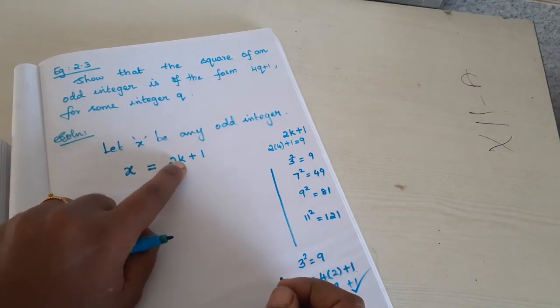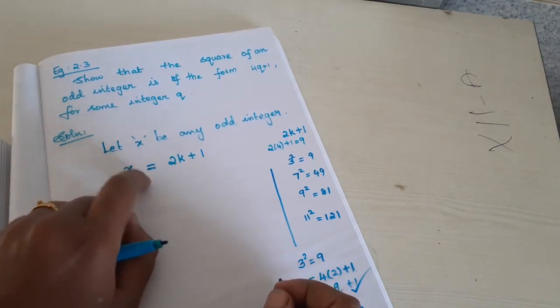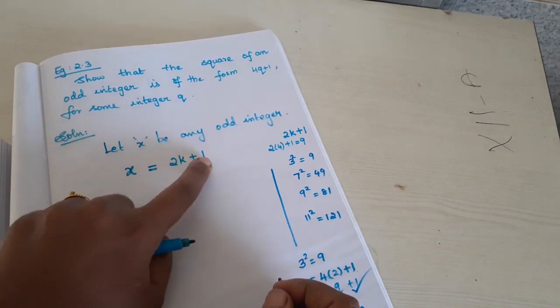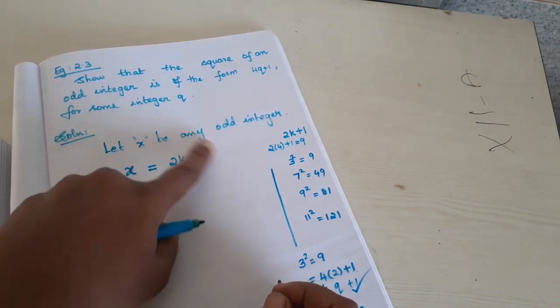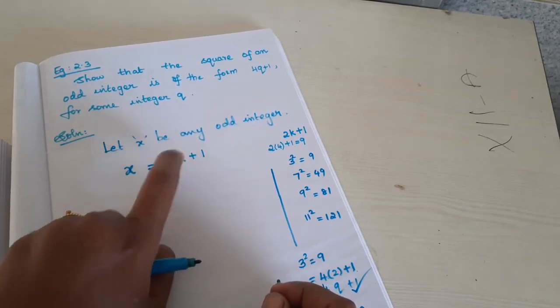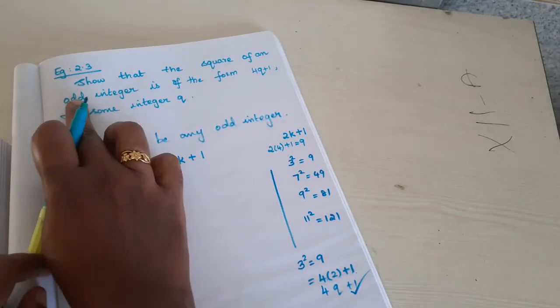Odd integer we are getting. If k is equal to 10, what is the integer we will get? 10 2s are 20, 20 plus 1 is 21, an odd integer only. So the general format of an odd integer is 2k plus 1. Let's study this.